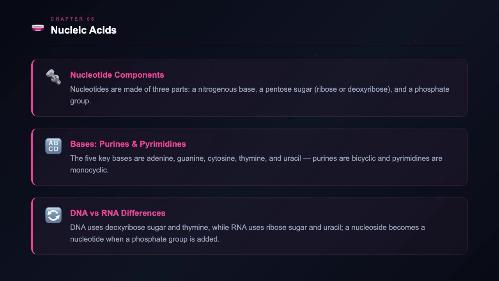DNA and RNA differ in their sugar and bases. DNA has deoxyribose and uses thymine, while RNA has ribose and uses uracil. A nucleoside is a base attached to a sugar, but it becomes a nucleotide when a phosphate group is added.